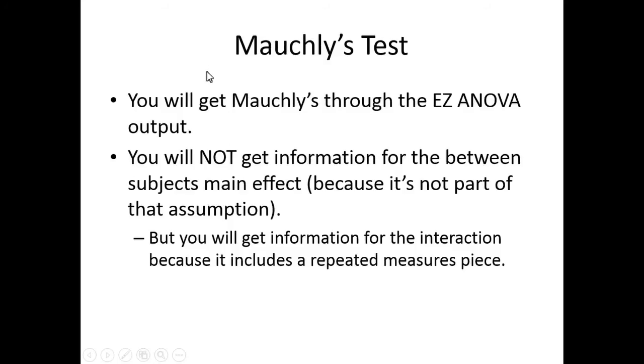All right, so for Mauchly's test, we've done Levene's, it was bad. Now for Mauchly's, we're going to do the ezANOVA. You won't see the between subjects piece analyzed because it's not repeated. So Levene's is only between, Mauchly's is only repeated. Okay. You will get the information for the interaction though, because it includes a repeated piece. So you will see gender on there, but it's because it's part of that interaction. So it analyzes conditions as well as levels.